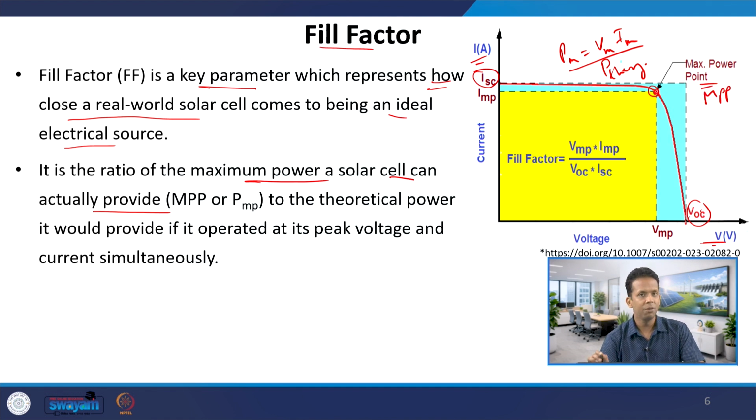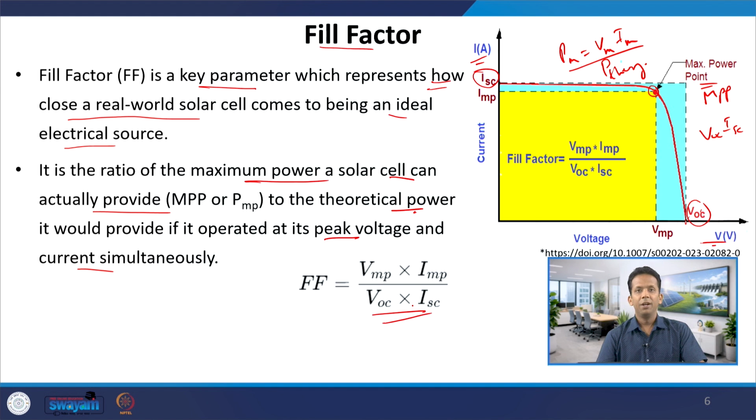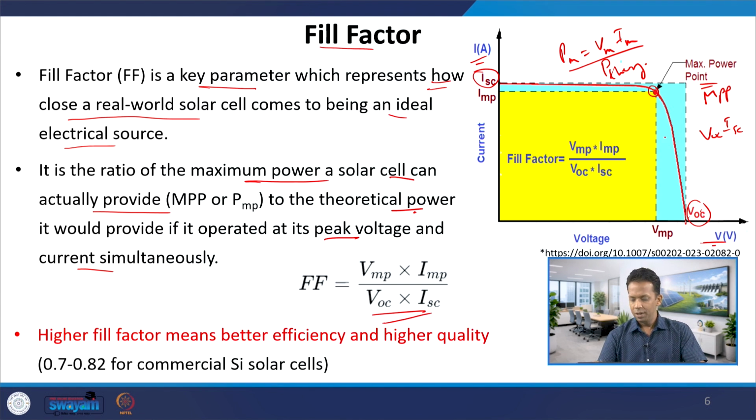Okay, so it is the ratio of the maximum power a solar cell can actually provide, that is the MPP point. This is the maximum power which that solar cell can provide in the real world. And VOC into ISC, these are the conditions which are never achieved. So that's the theoretical power it would provide if it is operated at its peak voltage and current simultaneously. So maximum power by theoretical power, the ratio of these two terms, determines the fill factor. And if we have to represent it using the area of rectangles shown here, it will be simply the area of the smaller rectangle by the area of the larger rectangle.